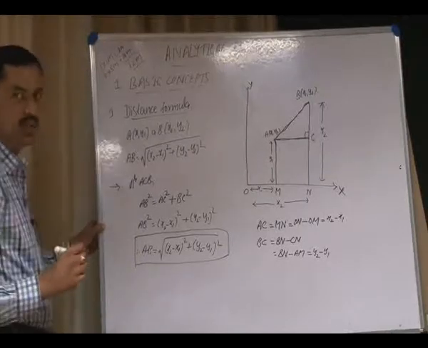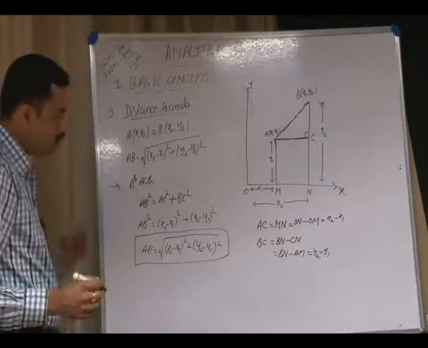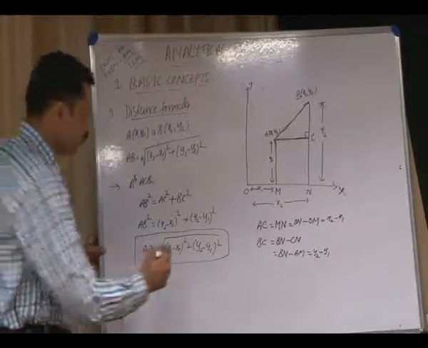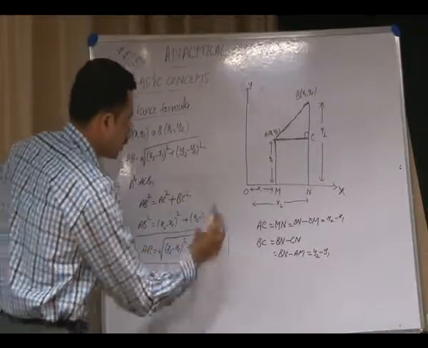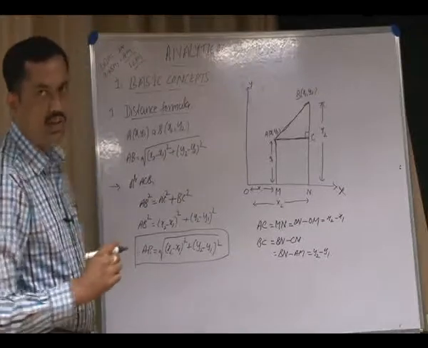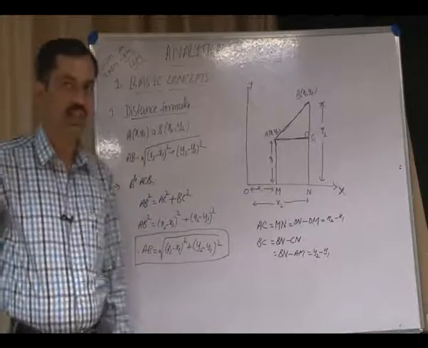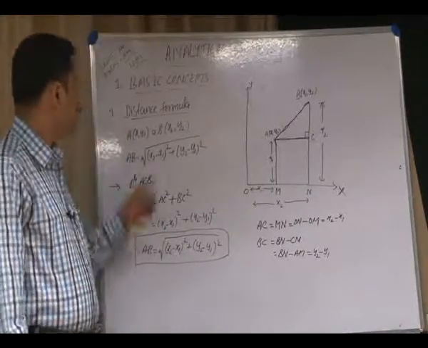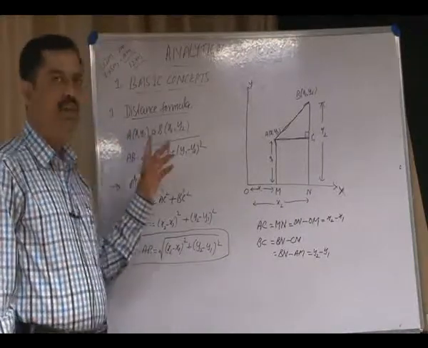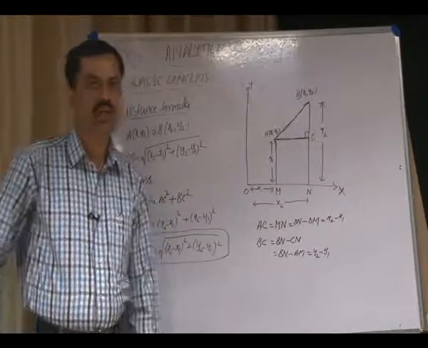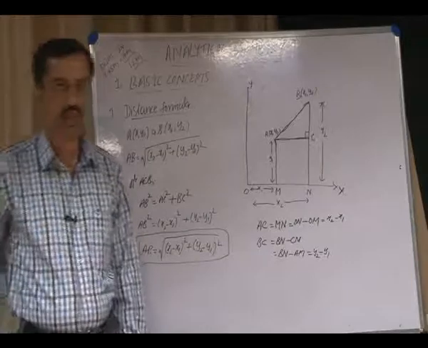Distance between any two points is given by AB is equal to square root of x2 minus x1 whole square plus y2 minus y1 whole square. This equation is called distance formula. That means to find the distance between any two points, you are going to use the distance formula, that is given by: distance between two points A (x1, y1) and B (x2, y2) is AB is equal to square root of x2 minus x1 whole square plus y2 minus y1 whole square.